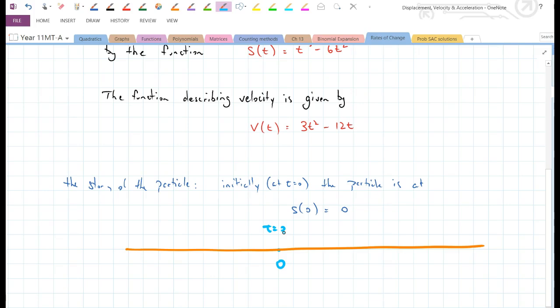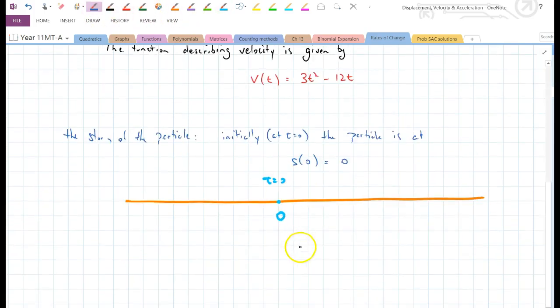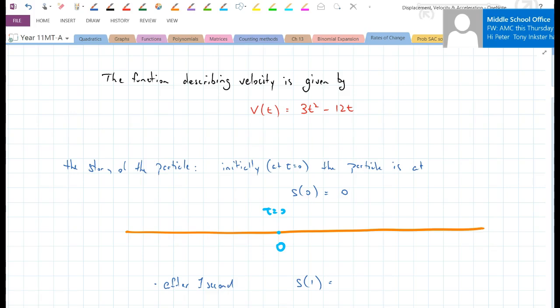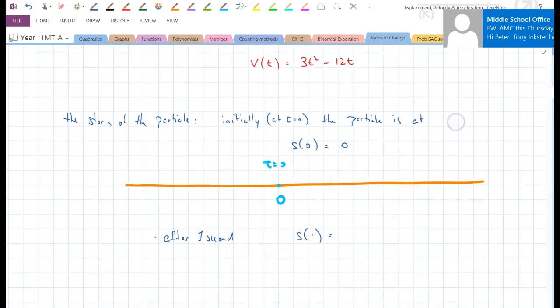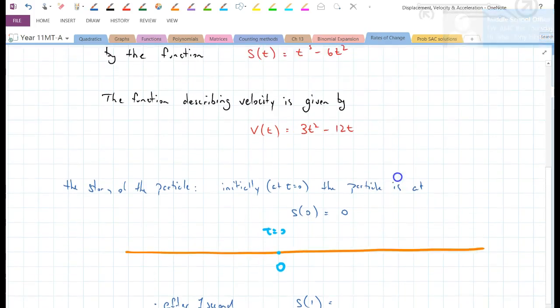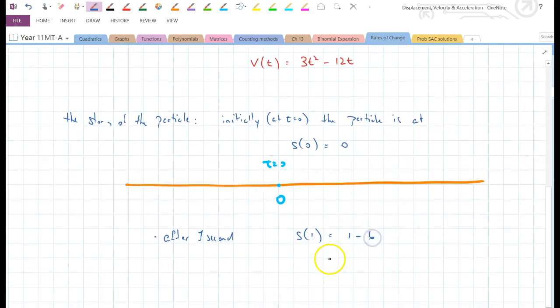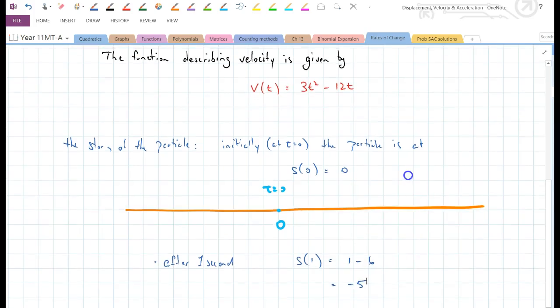Now let's find out, well, where is it after a second? So at S1, what's it equal to? After 1 second, t is in seconds. We're going to say t is in seconds. So after 1 second, we put t equals 1 in here to the displacement function, and we get 1 minus 6 times 1. So we get 1 minus 6, which is equal to minus 5. So that tells us that when t equals 1, we're back here at minus 5.